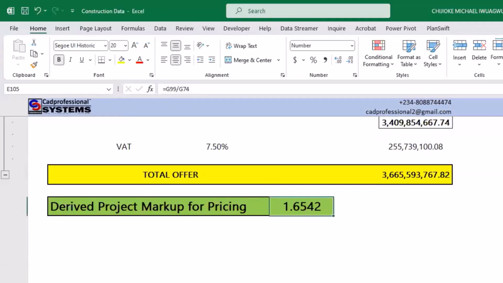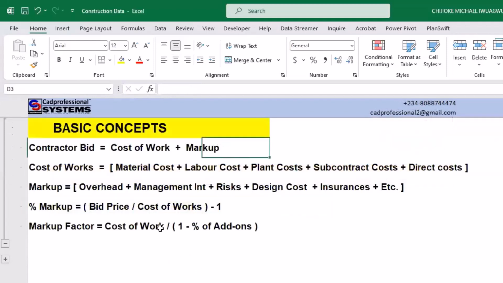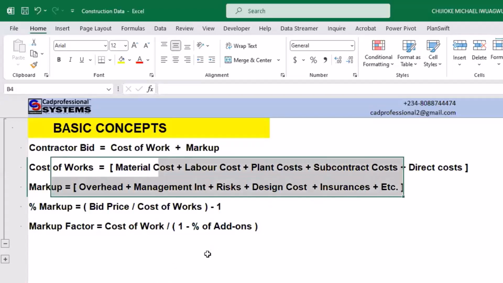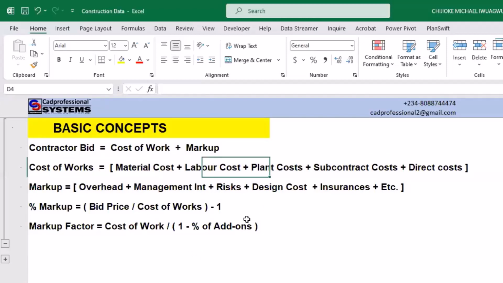So for what we are talking about next, we are trying to define that for every bid that is open, the cost of the contractor's bid that you have presented includes two aspects: the cost of the work plus the value included in the markup. Note that this is the cost of your work. Every cost of work includes other components: material cost, labor cost, plant cost, subcontractor cost, and indirect costs. That is what makes up the cost of work itself.